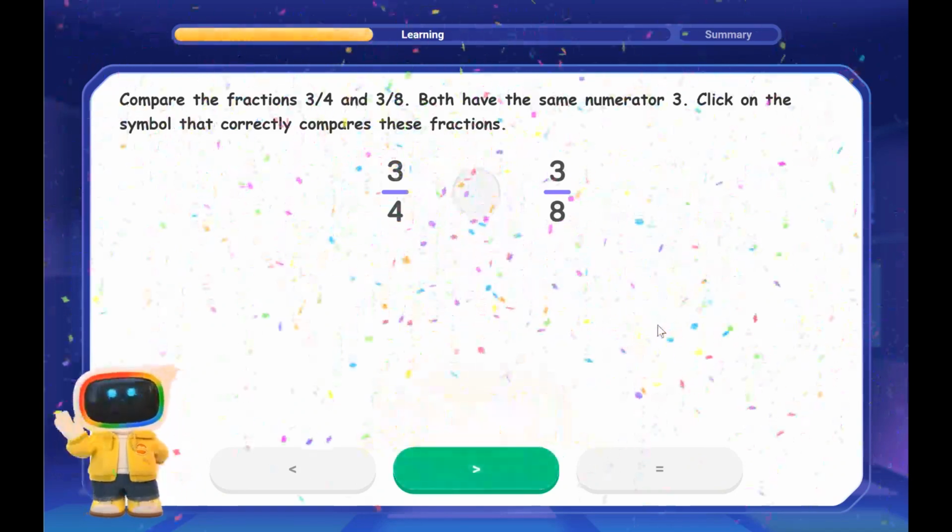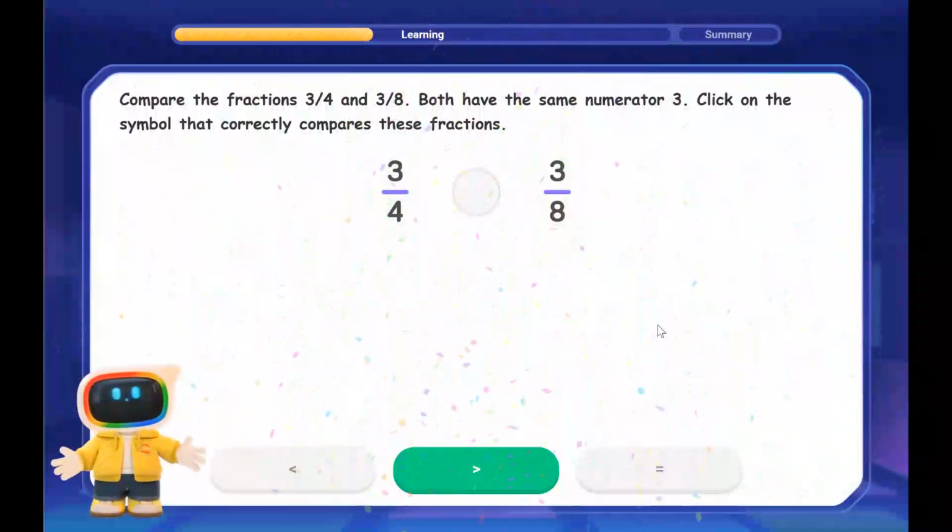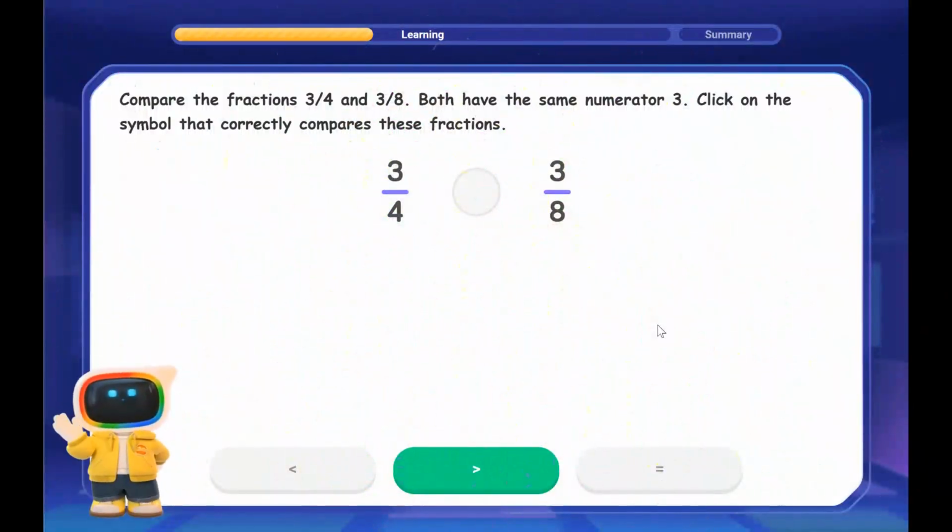Perfect! 3/4 is greater than 3/8. Both fractions have the same numerator 3, but 3/4 has a smaller denominator. When fractions have the same numerator, the fraction with the smaller denominator is greater.